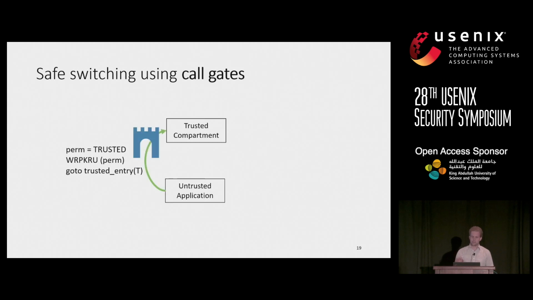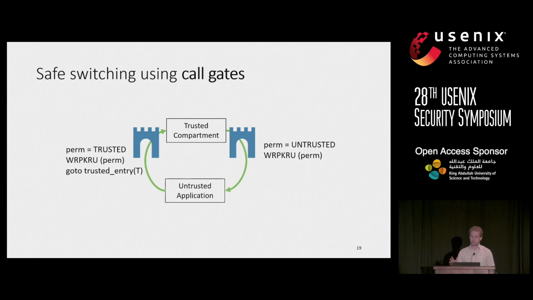So at first, we define a safe way to use them using call gates. And we switch between the trusted and untrusted compartment using these call gates. This technique is what makes ERIM very efficient. When we switch from the untrusted application to the trusted compartment, we increase the permission register to grant access to the trusted compartment and immediately call a designated entry point in the trusted compartment using a direct jump. Afterwards, the trusted compartment will guarantee to reduce the permission register before handing back the execution to the untrusted application.